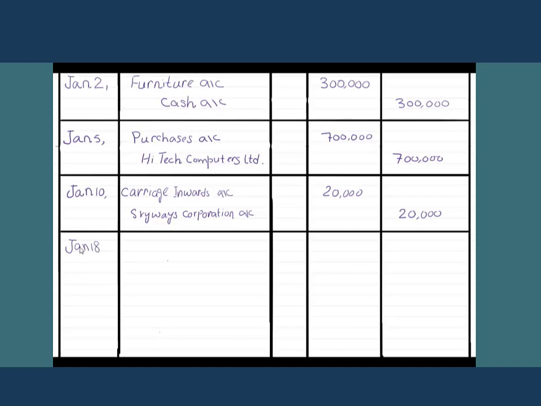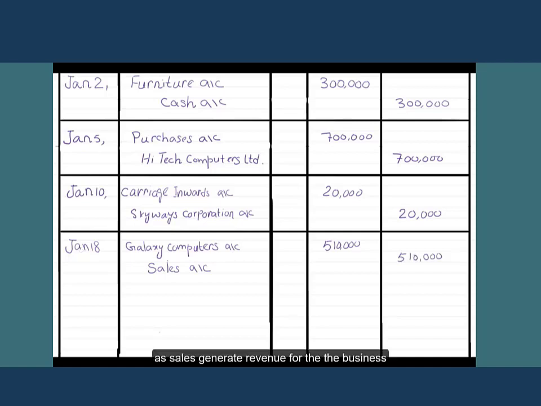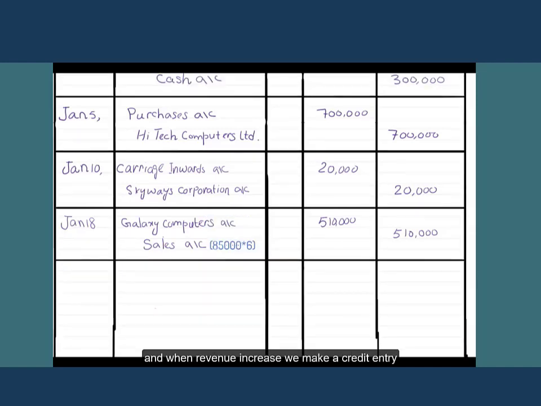January 18, Galaxy Computers account is debited by 510,000 and sales account is credited by 510,000. As sale generates revenue for the business, and when revenue increases, we make a credit entry.